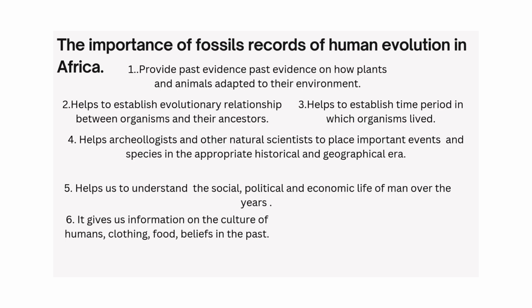Then number six, which is the second last, it gives us information on the culture of humans, clothing, food, and beliefs in the past. So from these fossil records, you'll be able to find out the way of life of the early man. Was he putting on clothes? What type of food did he used to eat?